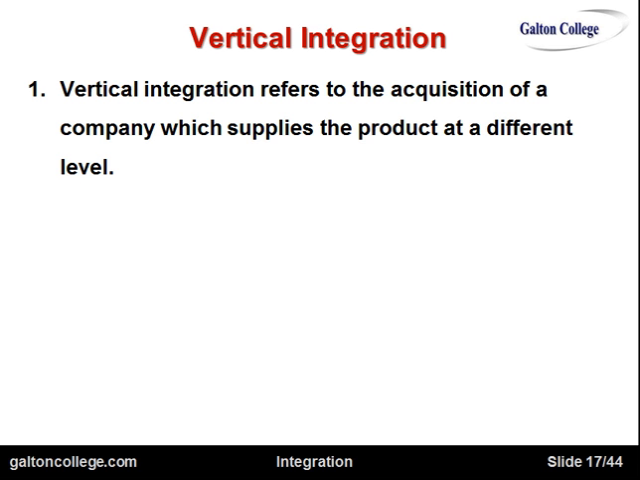In the case of horizontal, it was 3 shops, let's say. That was our example, where the 3 shops are at the same level. Each of the 3 of them are selling to the public. So it's horizontal. Vertical, we're moving levels.